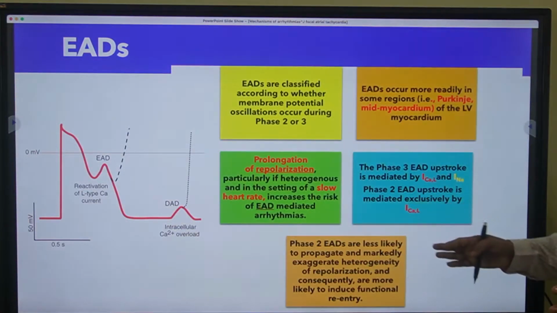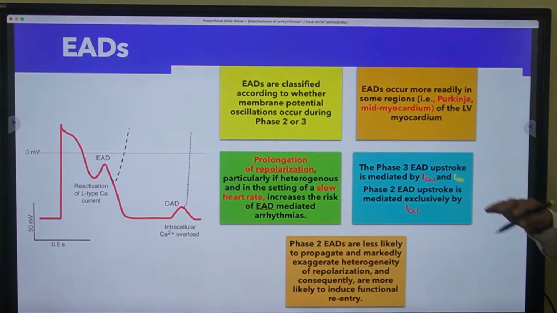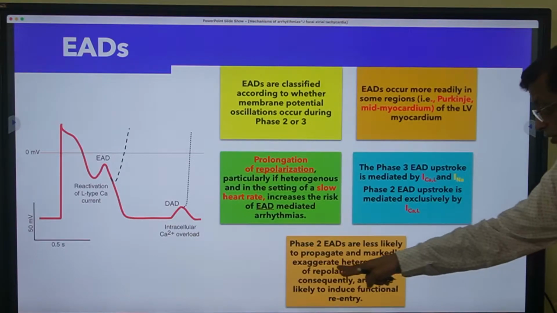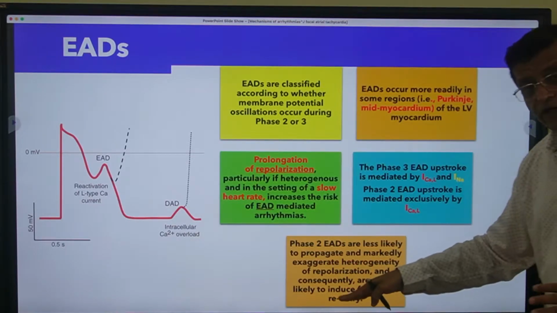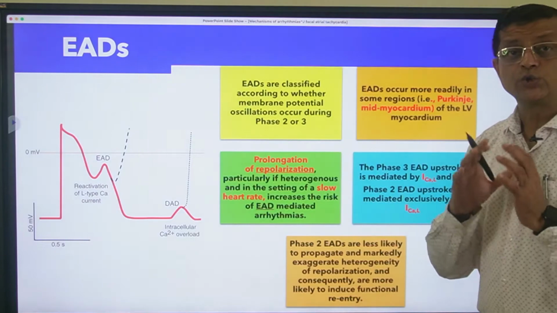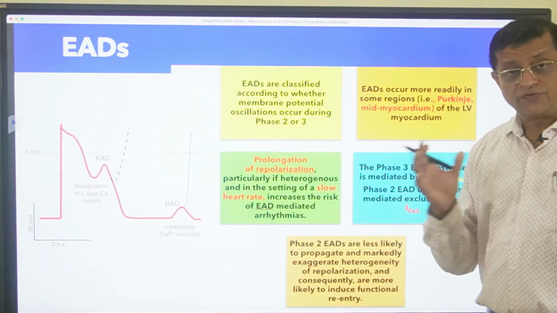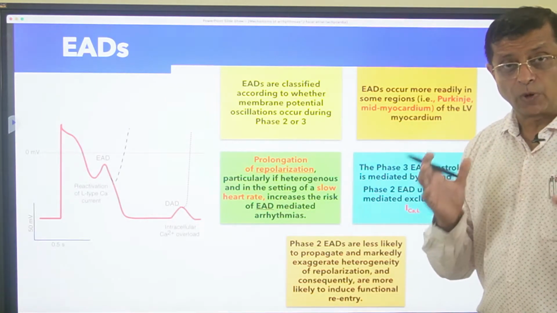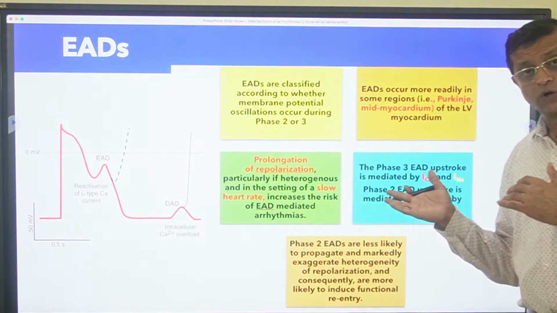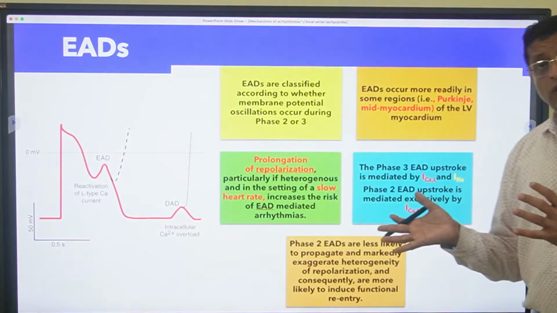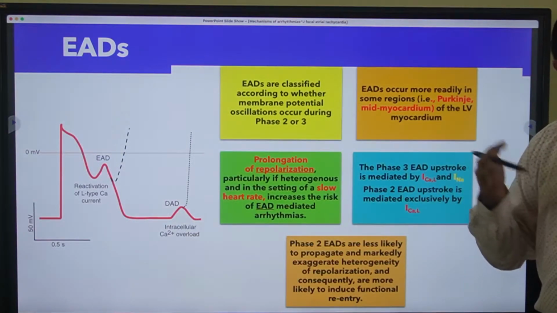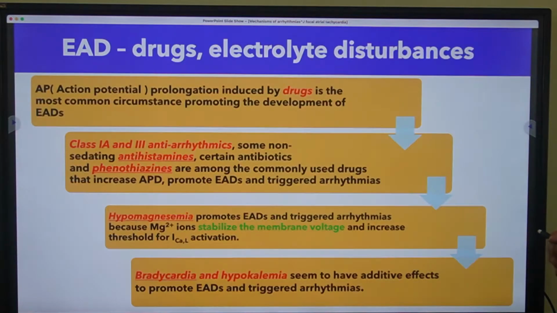They can cause depolarization but are less likely to propagate, and they markedly exaggerate the heterogeneity. For re-entry, you have to have heterogeneity, tissues of different wavelength and electrophysiological properties. We will come to that when we talk about re-entry. So early after depolarization creates a milieu for re-entry, right?